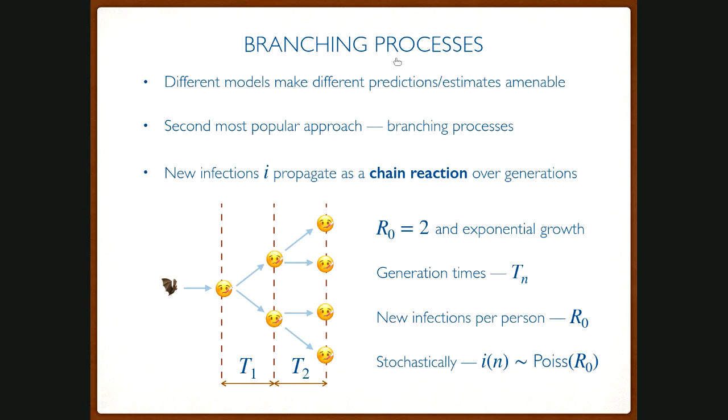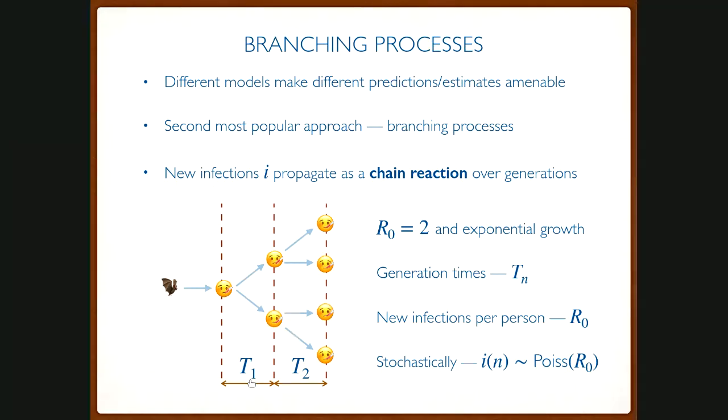The reason we're changing model now is that this allows us to make different types of predictions more easily, and it's considered the second most popular approach. In this model, we have new infections, small i. So it's no longer the total number of infected, but the new infections, its derivative, propagating as a chain reaction. A chain reaction could be, for example, like a polymerization reaction. For COVID, it jumped across from a bat to maybe a pangolin, it's not clear, but we have that first infected person then seeding an infection, propagating across generation times.